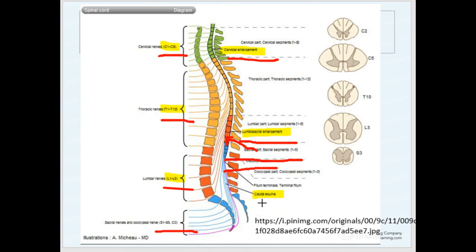The nerves don't end though. The nerves continue down as a collection called cauda equina, C-A-U-D-A E-Q-U-I-N-A, and it's called cauda equina because it's low and it looks like the tail of a horse. So cauda equina, a collection of nerves that go to the pelvic basin and the lower extremity.